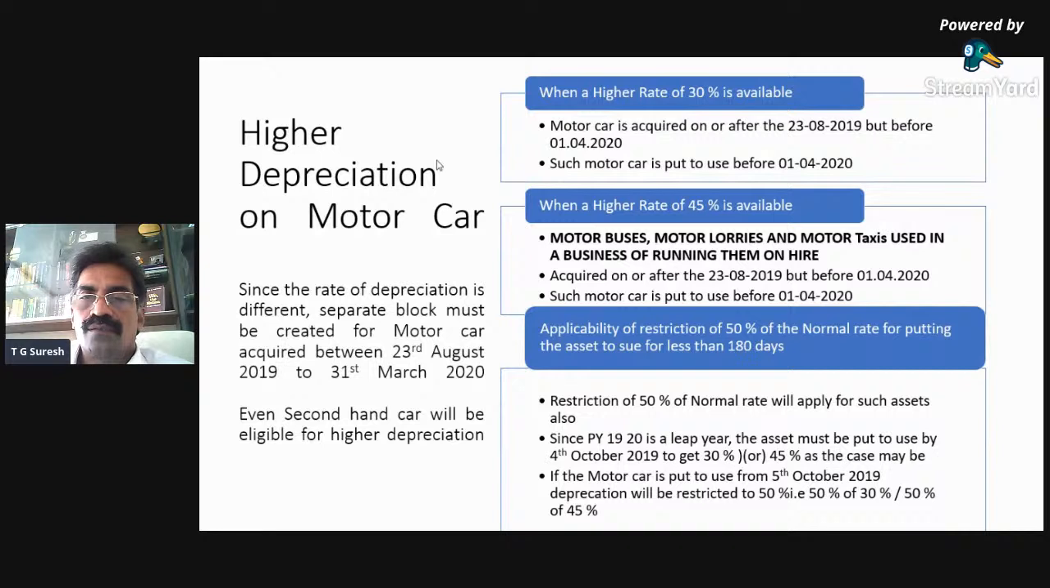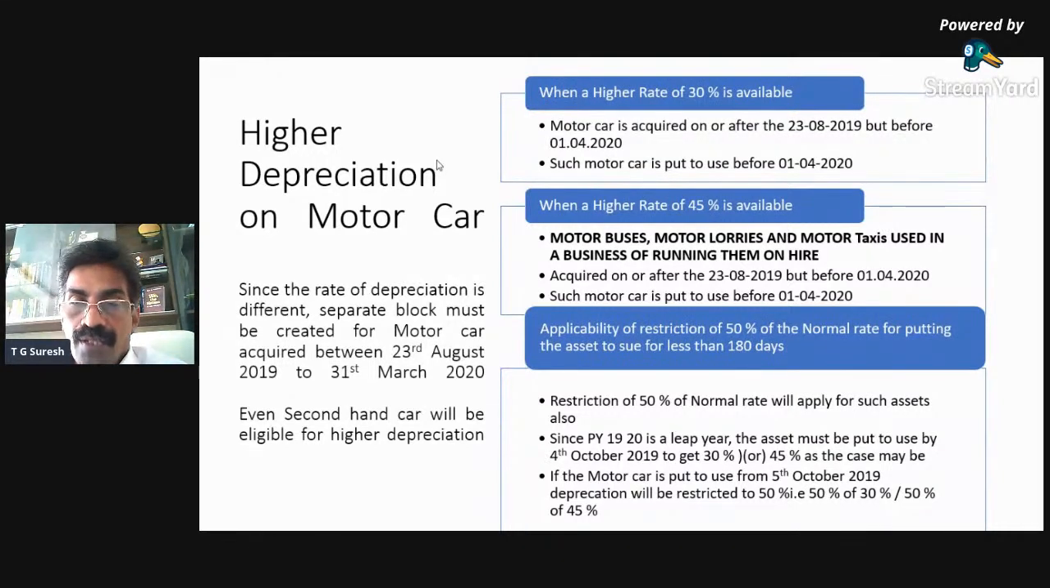Here, the rate of depreciation for the motor car in Rule 5, Appendix 1A, which provides for the rates of depreciation, has been increased from 15 to 30%. That means if you acquire between 23rd August and 31st March, the motor car will move to a separate block. If you buy up to 22nd August, the motor car will be in a different block. So the block itself is going to undergo a change. That's the first point you must understand here. So there is a block change.